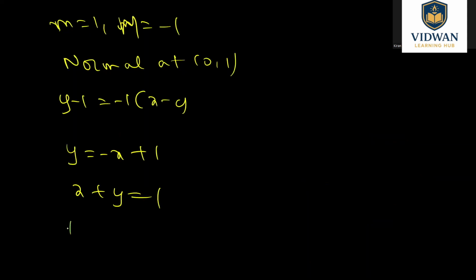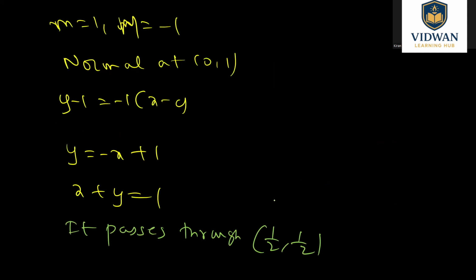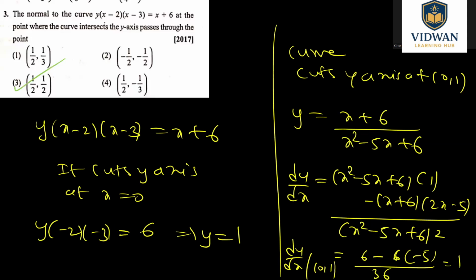So it passes through 1 by 2, 1 by 2. There can be many other points through which it will pass, but among the options, 1 by 2, 1 by 2, because x plus y is 1 for this. So this is again a simple question. The only thing they are checking is differentiation here, the quotient rule, whether you know it or not. So that separately they need not ask a differentiation question. Here itself both are covered. Okay, write this.